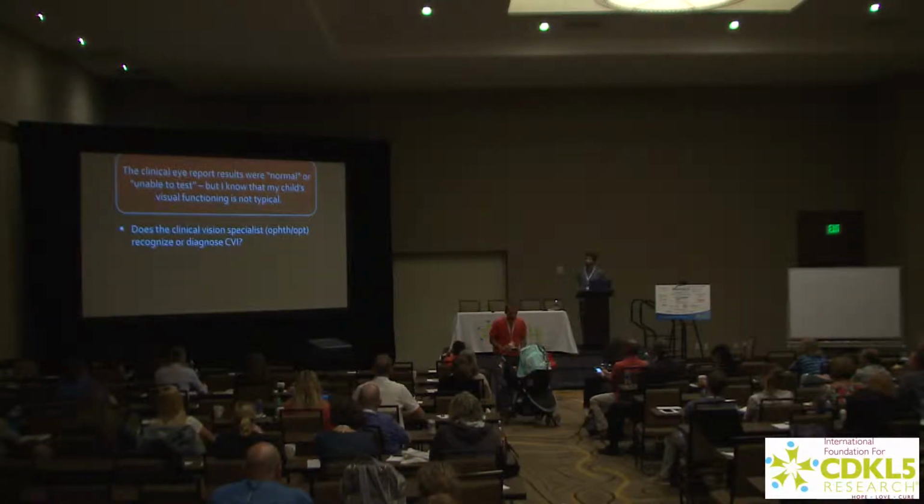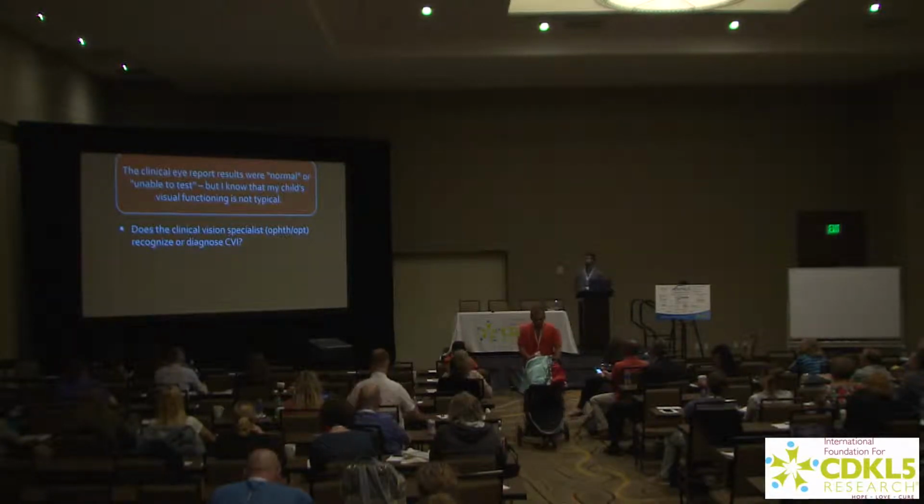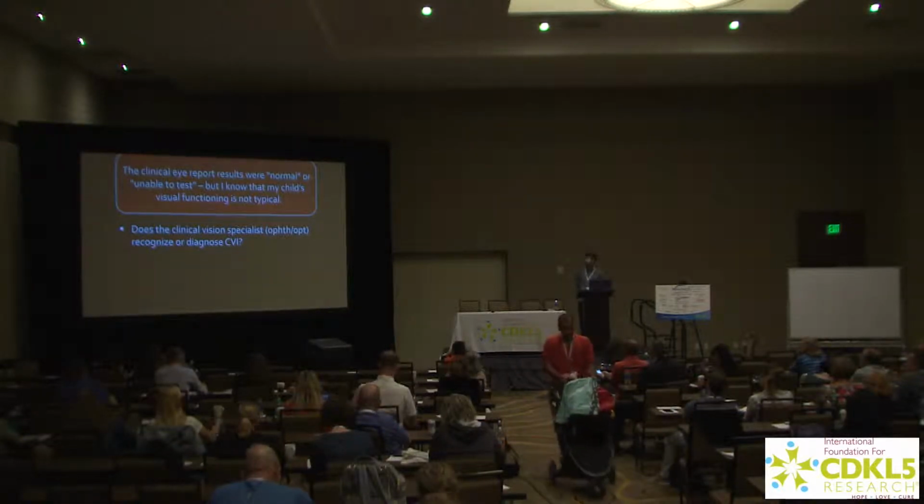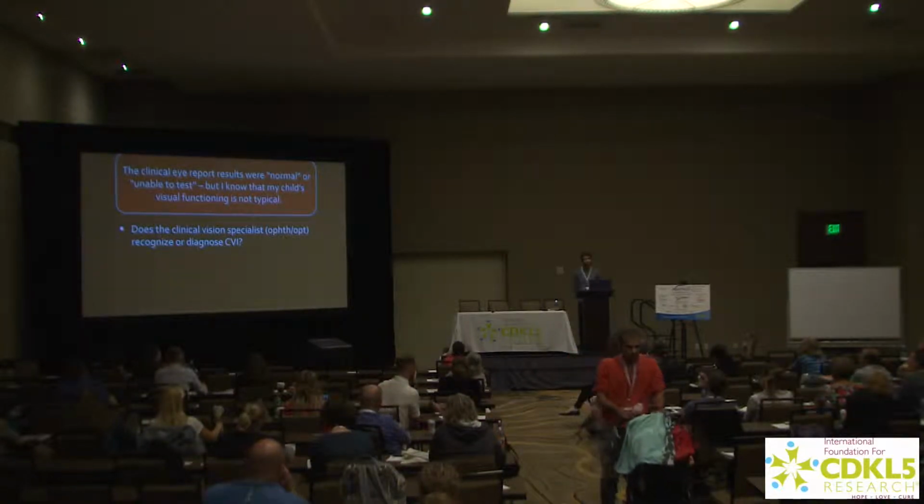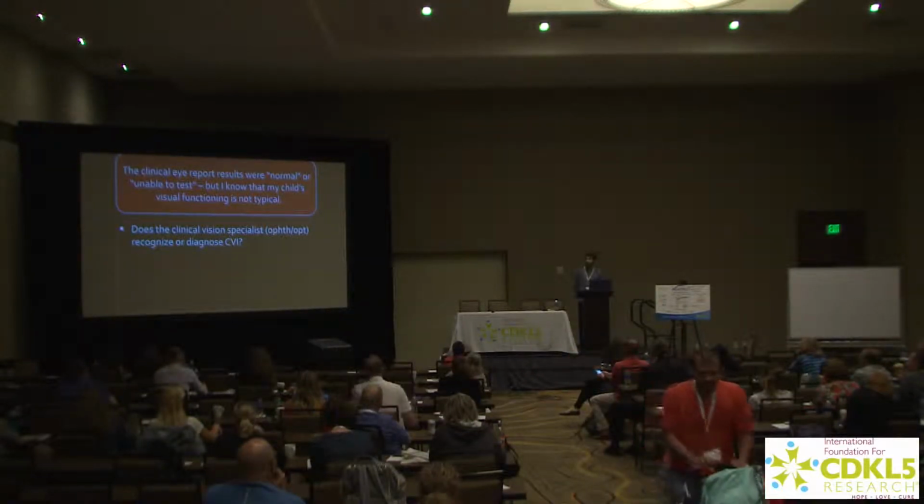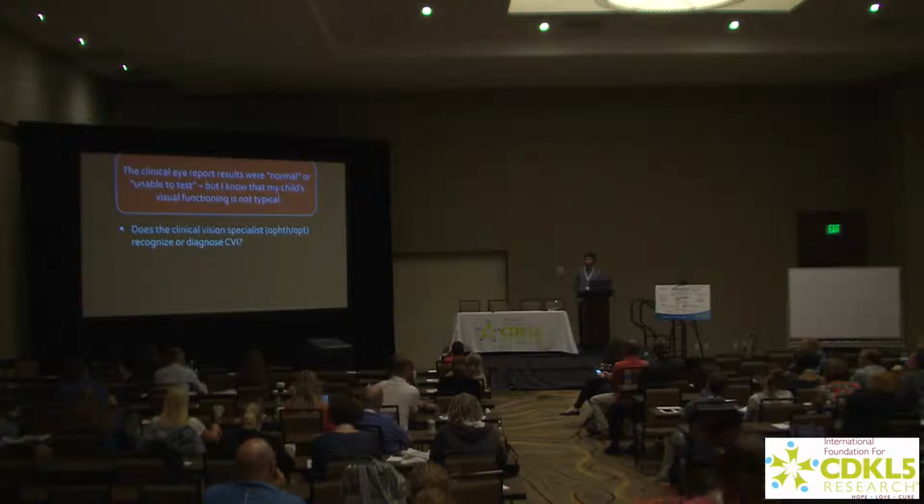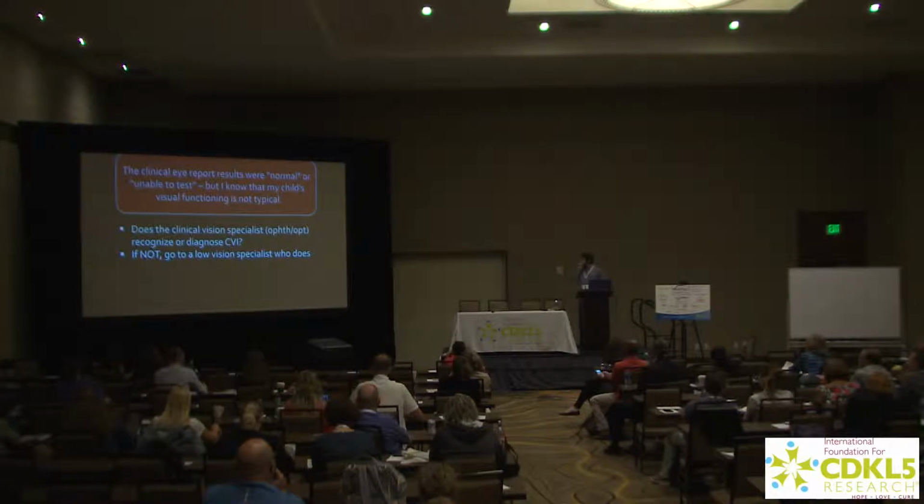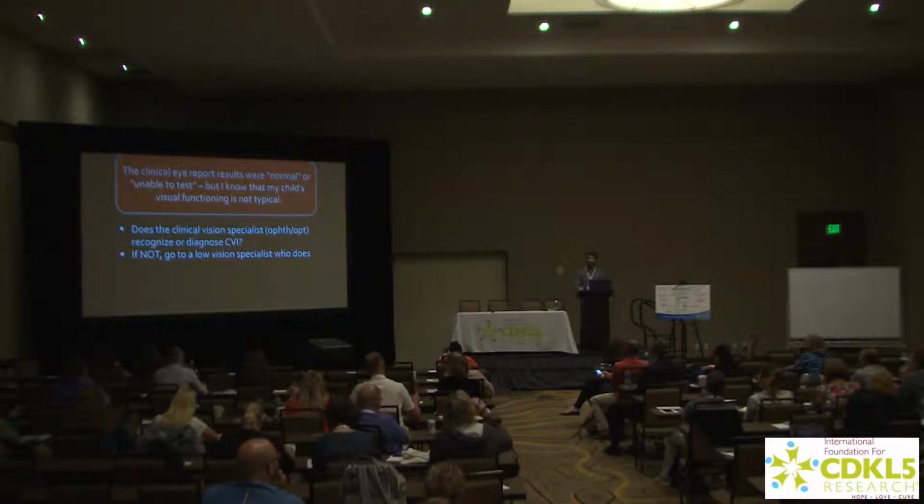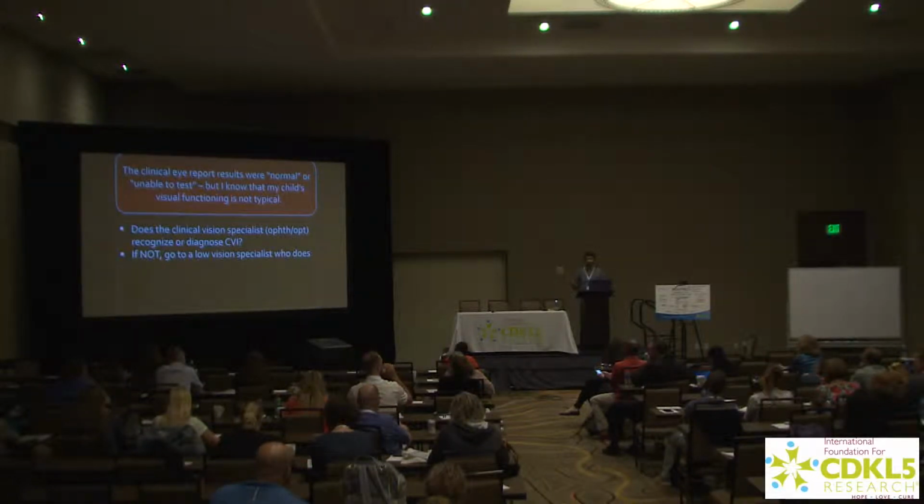So does the clinical vision specialist, whether it's an ophthalmologist or an optometrist, recognize or diagnose CVI? The best thing you can do when making an appointment with an ophthalmologist, if you suspect or know that your child has CVI, is to ask before you even get to that appointment, does this clinical specialist recognize or diagnose CVI? If they don't, go to someone else. Because for a lot of ophthalmologists and optometrists, their whole background and focus is on ocular visual impairments. So they don't necessarily have the background and expertise, and they may not even buy into the idea that this is a real thing. I've actually heard that before.